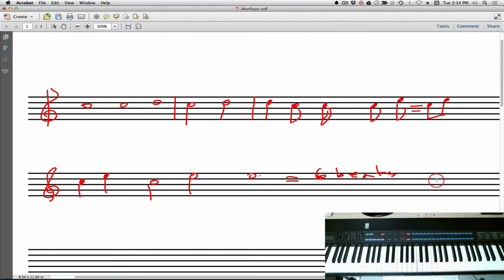Okay, how about a dotted quarter note? A dotted quarter note equals a quarter note plus half the value of the quarter note, which is an 8th note. So it equals a quarter note plus an 8th note. Right? So let's just do a rhythm here.